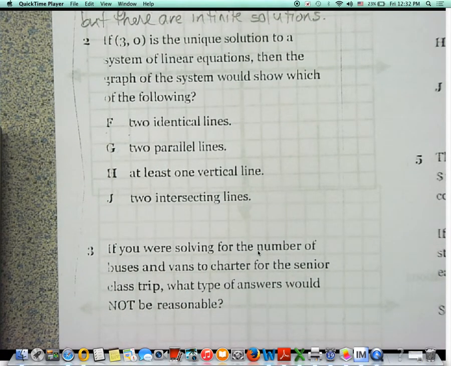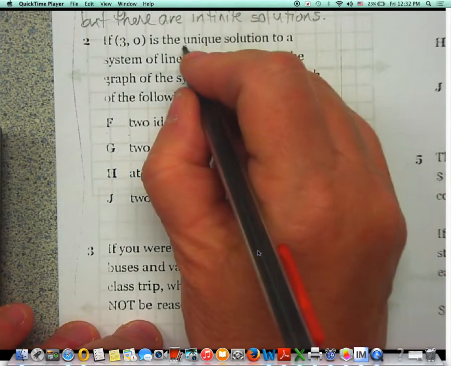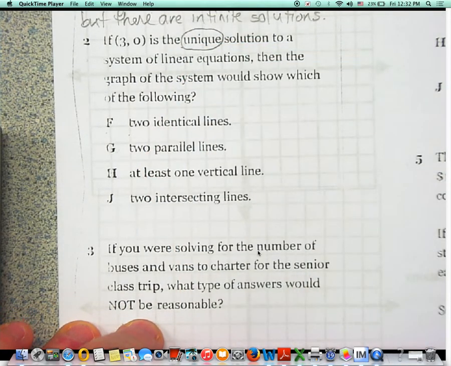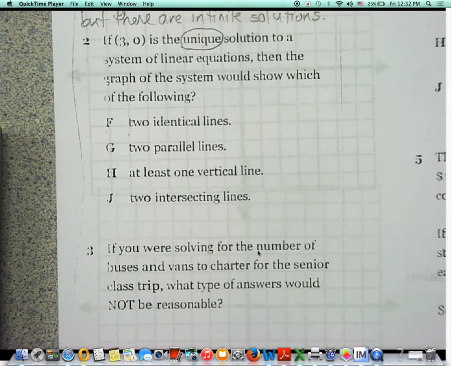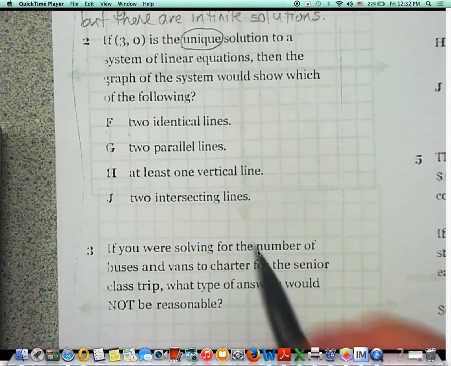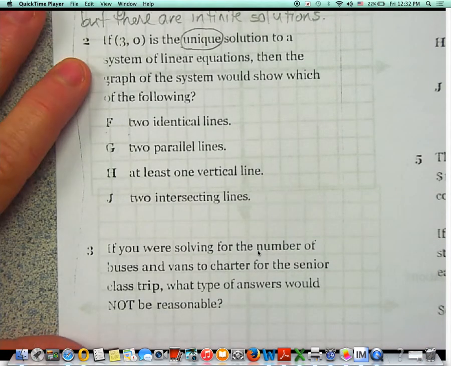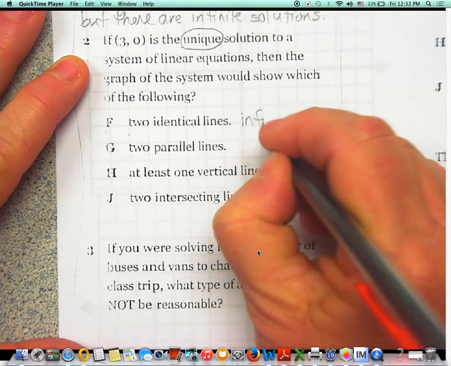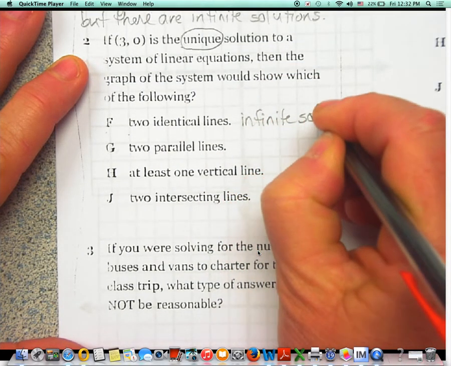If 3, 0 is the unique solution to a system of linear equations, then the graph of the system would show which of the following. And what we mean by unique is that it is the one and only solution. All right, so the two identical lines, that would mean infinite solutions. You would have more than one solution.